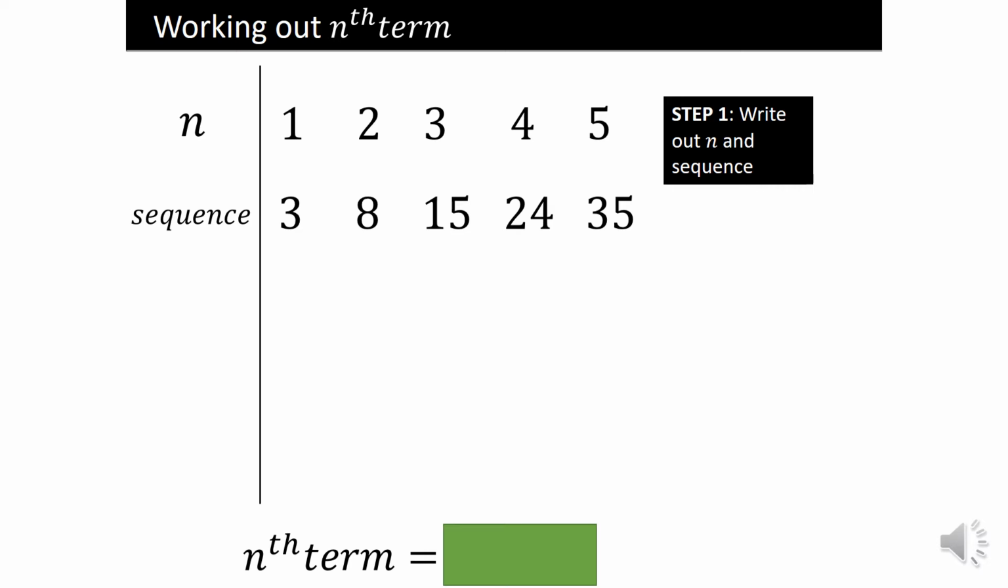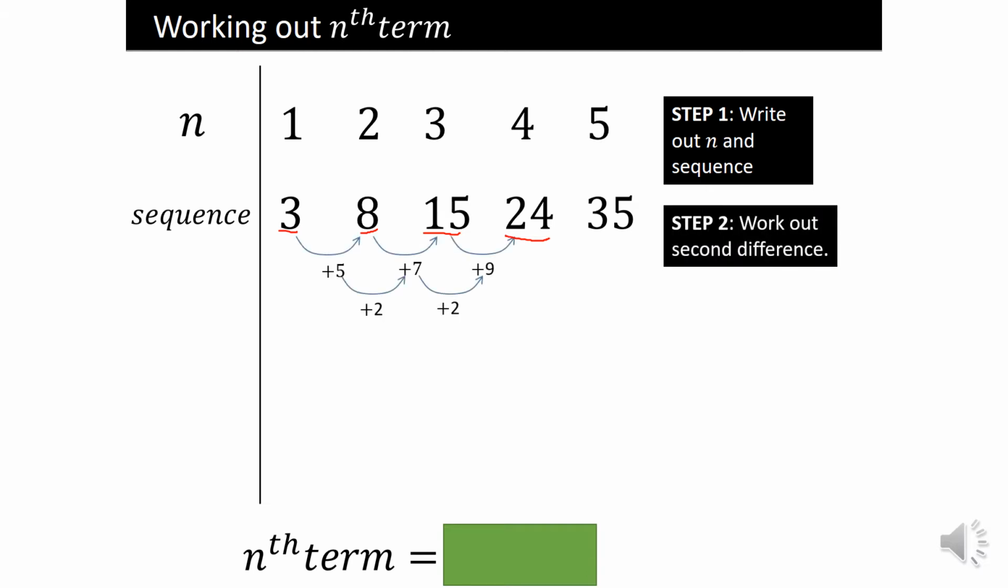So the first step for working out this one, we've got our sequence here, 3, 8, 15, 24, and that's all written out for us already. So step 1 has already been done. Step 2 was to work out the difference and then work out the second difference. Going from 3 to 8 we've got 5, going from 8 to 15 we've got 7, going from 15 to 24 we've got 9. So there is a pattern there, but it is still changing. But the second difference, that's plus 2, that's plus 2. So we've got our second difference now, and that's going to be 2 each time.